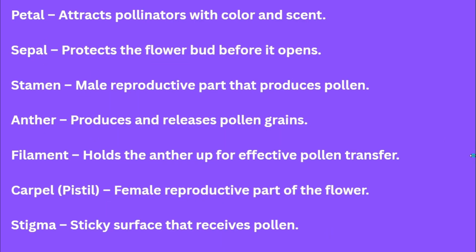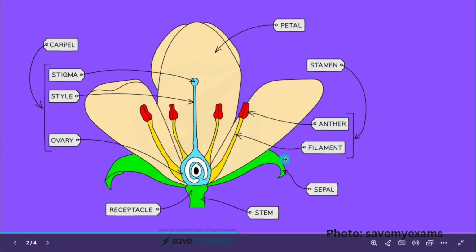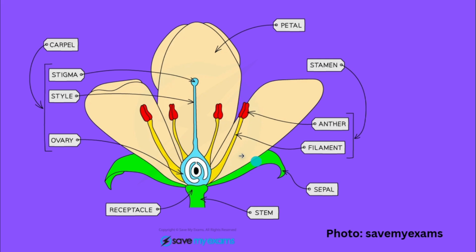So, as I said before, to keep it structured, we have the sepal. It protects the flower bud before it opens. Here is the sepal right here. When the flower was still a young flower, these petals were closed up, and the sepal would be what would cover it from the outside.